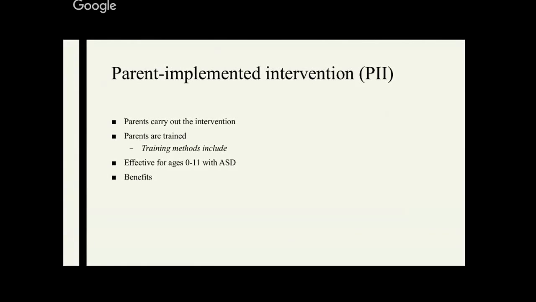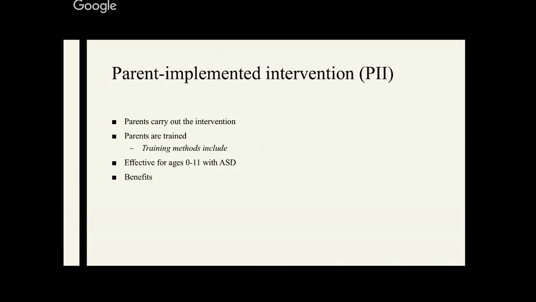Parent implemented intervention includes programs in which parents are responsible for carrying out some, if not all, of the intervention with their child. Parents are trained by professionals one-on-one or in group format in home or community settings. Methods for training parents vary, but they may include didactic instruction, discussions, modeling, coaching, or performance feedback. Parents may be trained to teach their child new skills such as communication, play, or self-help, and or to decrease challenging behaviors. Once parents are trained, they proceed to implement all or part of the intervention with their child.